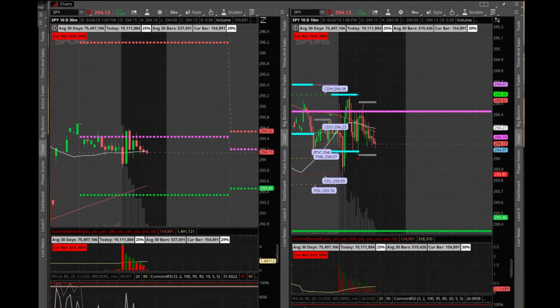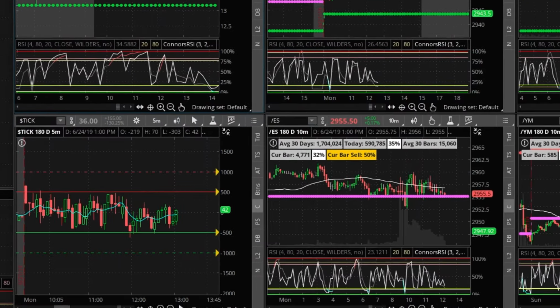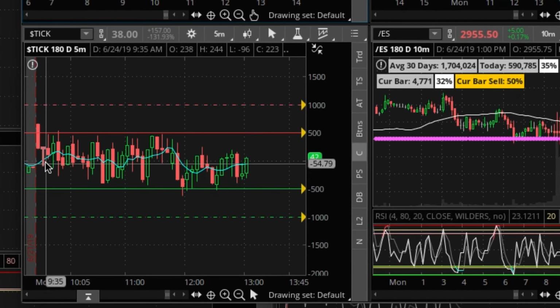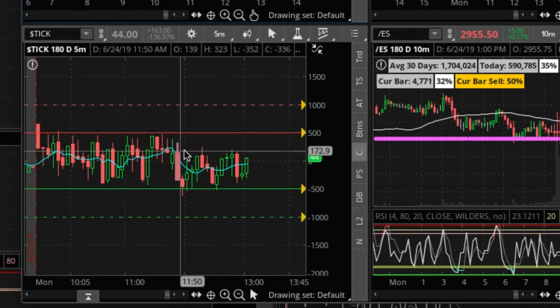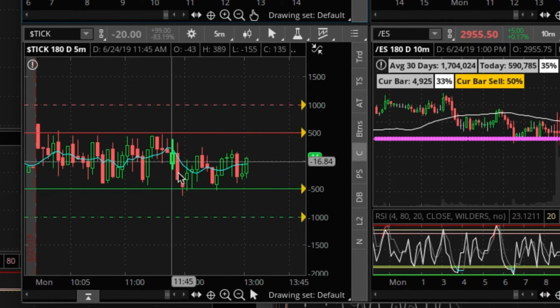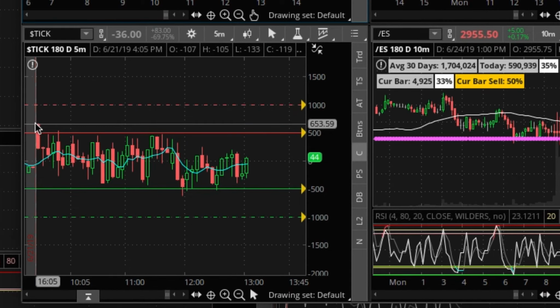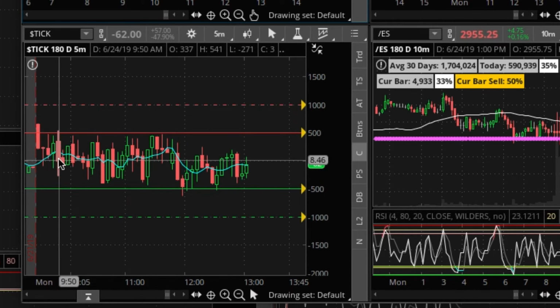So for example, for today's example, I know it was a bad day. If you weren't out by 9:50 today, you're done, because look at what the tick is doing today. Pretty much staying around zero, staying between 500 and minus 500 and not doing anything. It's not hitting the extremes. So after the morning session, it was over for the day.